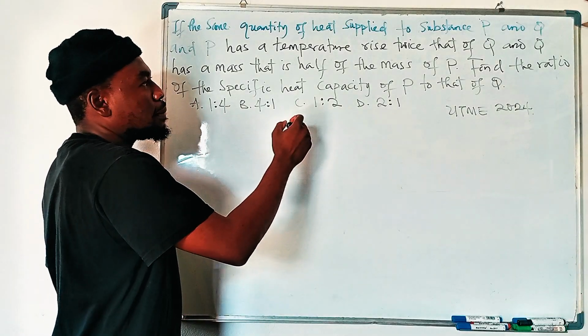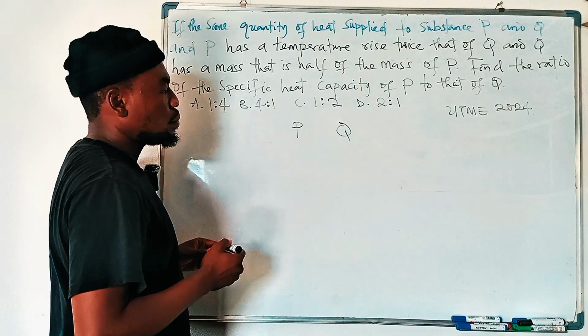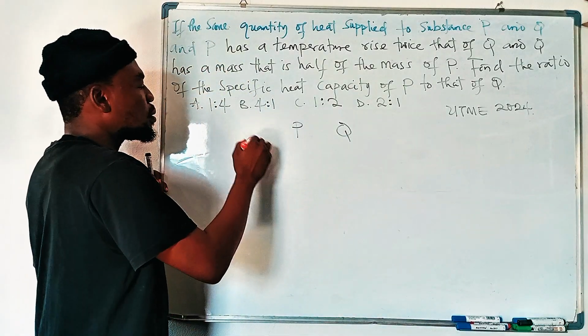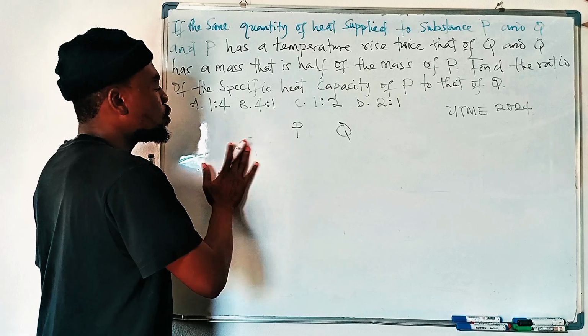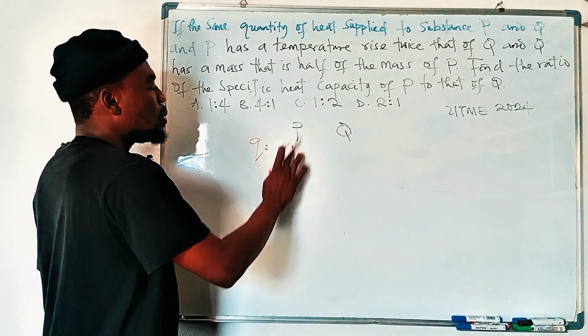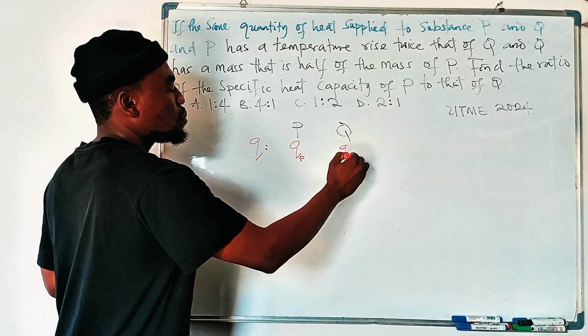what? P and Q. So we have P and Q. And the quantity of heat, Q, or let me use small letter q since we already have Q here. The quantity of heat q is what? The same.